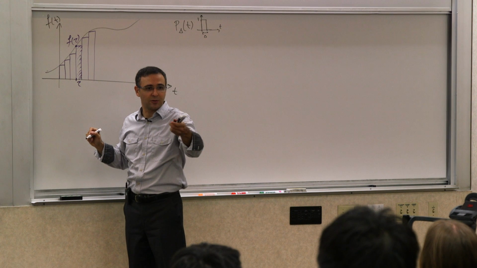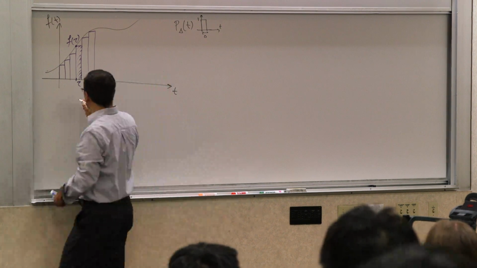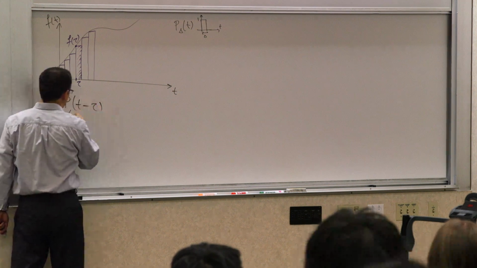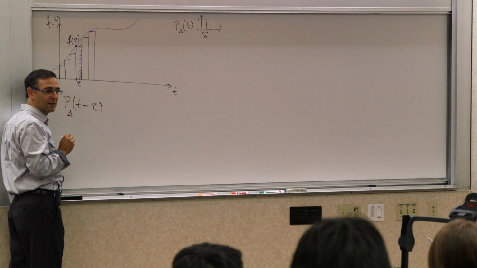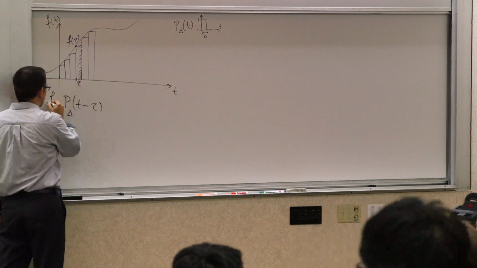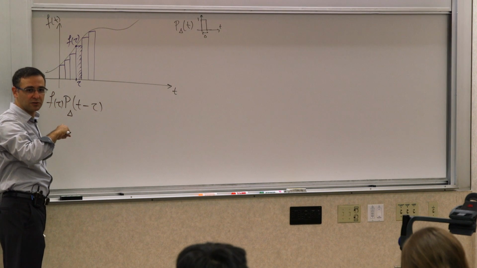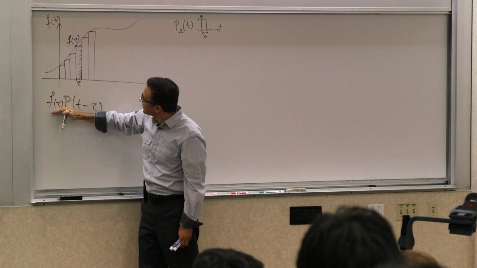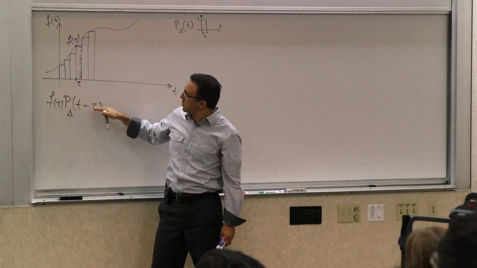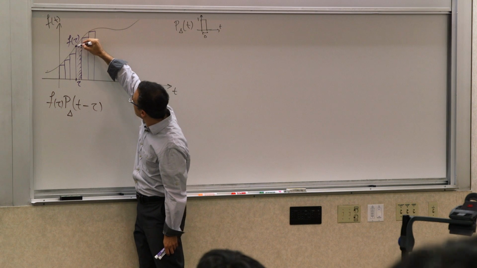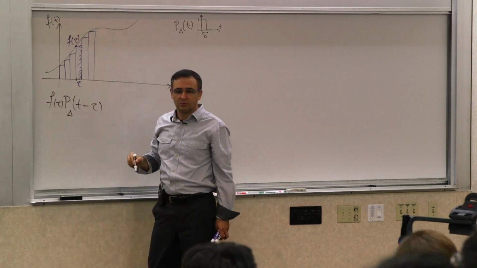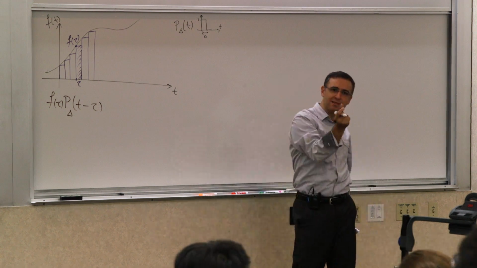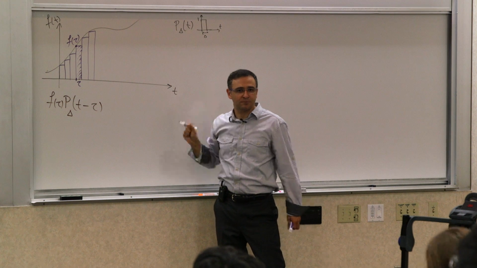Anyone? Yeah, go ahead. P delta of t minus tau, times what? F of tau, right? Because you have to scale it, because the height needs to be adjusted to the height of the function. So you just scale these up and down based on the value of the function, right? So f of tau times that describes this one box. Does it make sense? So I can put these boxes next to each other and approximate this function.